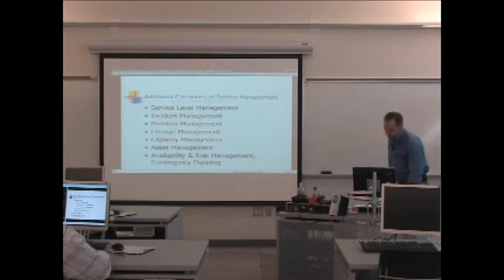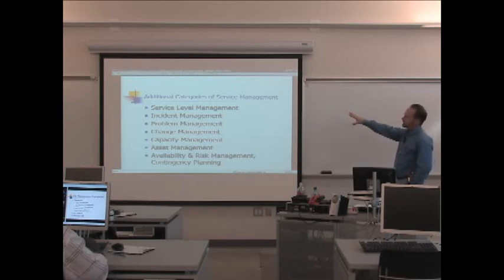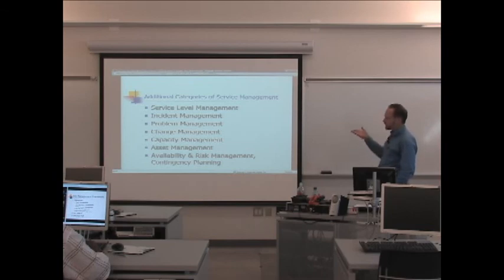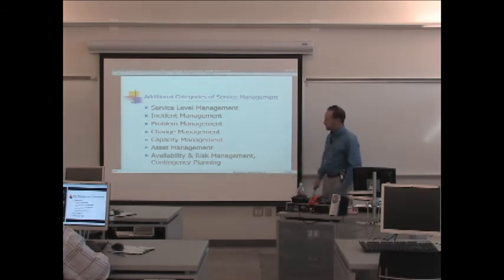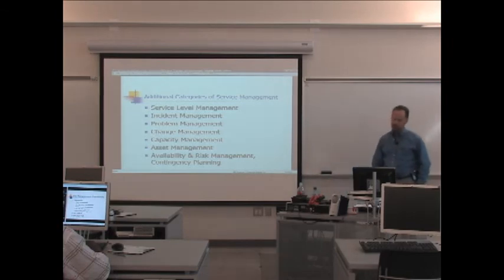Now on the next page there, 429, and actually above the table, 428, and then continuing over to 429, your author has also given you some additional categories of service management. They would include service level management, incident management, problem management, change management, capacity management, asset management, which we'll look at in greater detail a little bit later on, and then availability and risk management. And that would include contingency planning. What happens if things go awry?